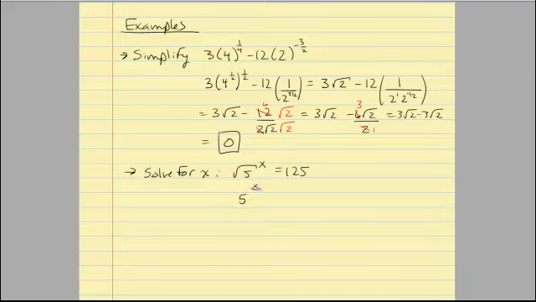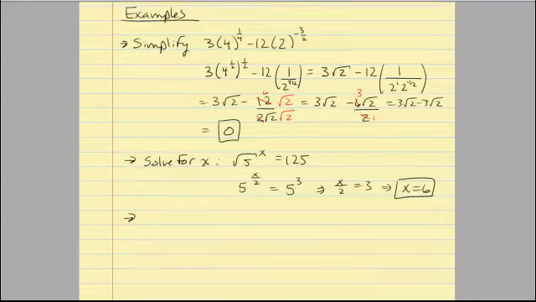So rewriting our like bases here, I get 5 to the x halves equals 5 to the third. Now that I have like bases, this implies that the exponents must be the same if I have equality. And of course, solving algebraically, I get x equals 6 here. And very easily you can plug 6 back in here. 6 halves is 3, 5 cubed is 125, so that works out pretty slick.